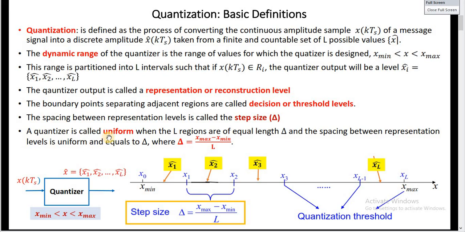A quantizer is called uniform when the L regions are of equal length and the spacing between representation levels is uniform and equals delta, where delta equals x max minus x min over L. So in the special case, when the quantizer is uniform, the spacing between the decision or thresholds is called delta, and it also equals the spacing between the representation levels. That is x2 cap minus x1 cap equals delta. x2 minus x1 is also equal to delta.